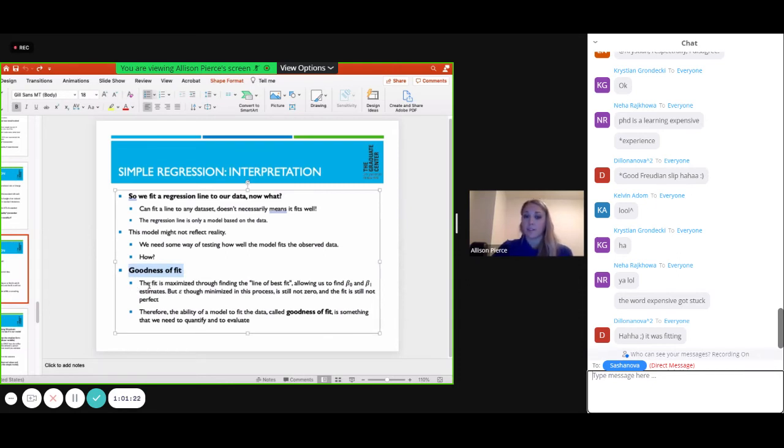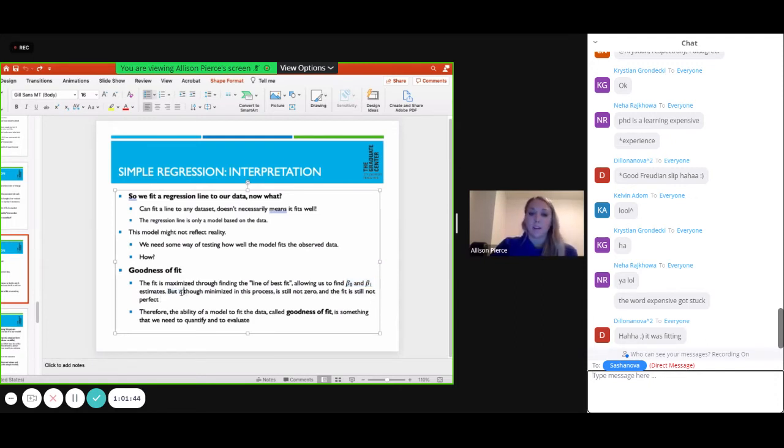And so this fit is maximized through finding the line of best fit. So we find these parameter estimates. Oh, by the way, that's another term. Beta 0, beta 1, or your intercept and slope, we often call parameter estimates or beta estimates. So if you hear someone talking about parameters or parameter estimates, that's what they're referring to.